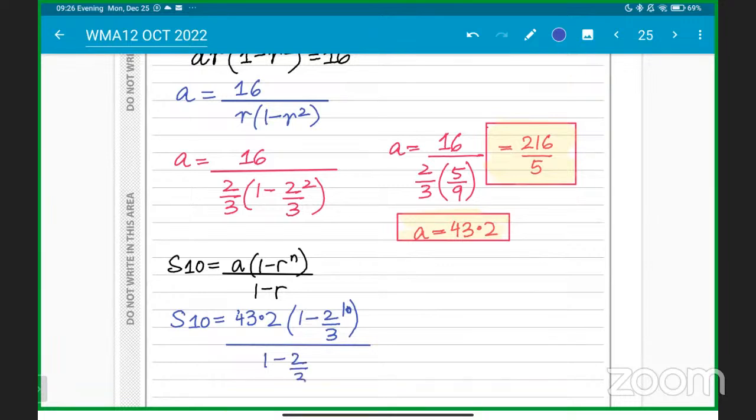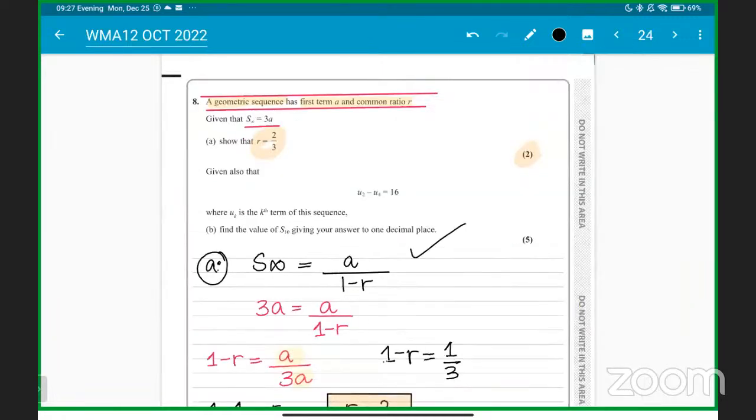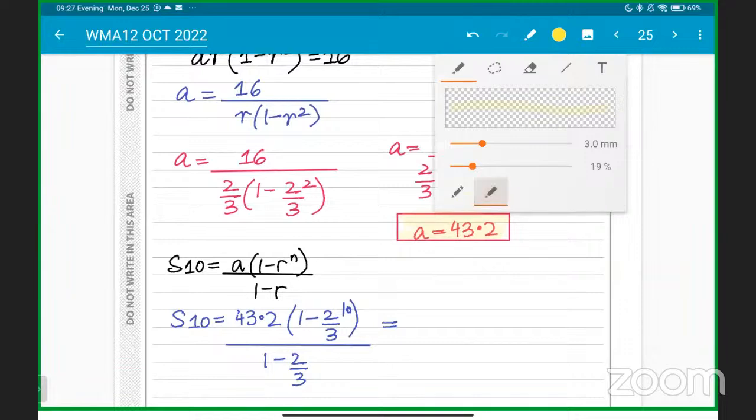So 1 minus 2 over 3. Whatever answer comes, that will be the answer for us. So 43.2 times 1 minus 2 over 3 to the power of 10, divided by 1 minus 2 over 3. I'm getting something like 127.35. Let's check with the marking scheme as well, whether it's correct or not. Do we have to give an exact answer? No, we have to give the answer to 1 decimal place.